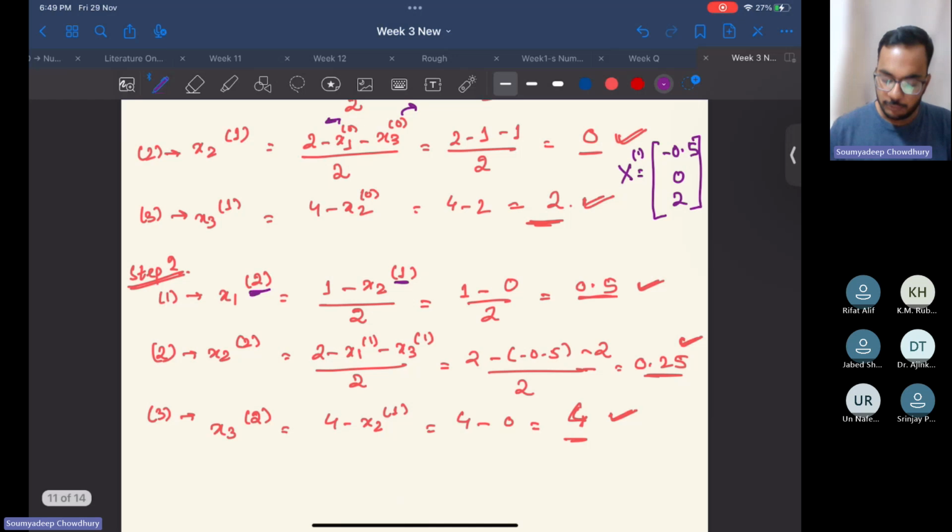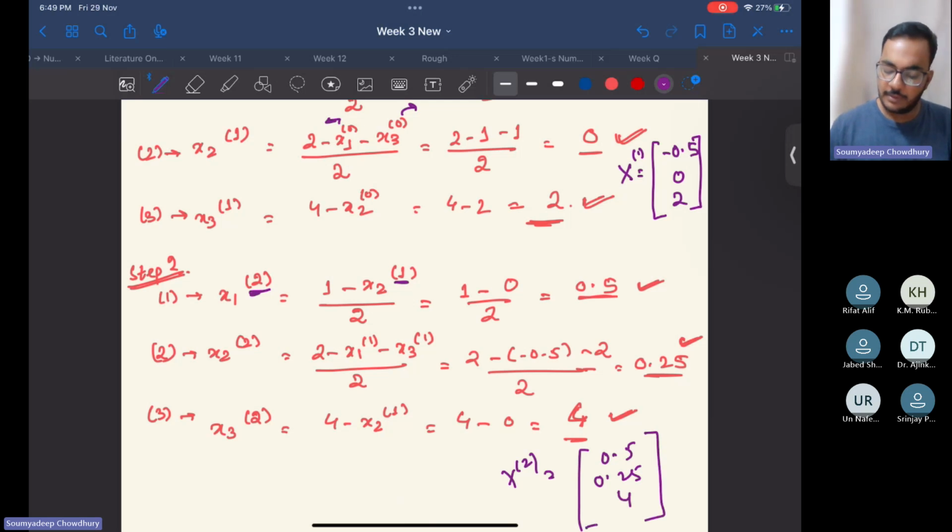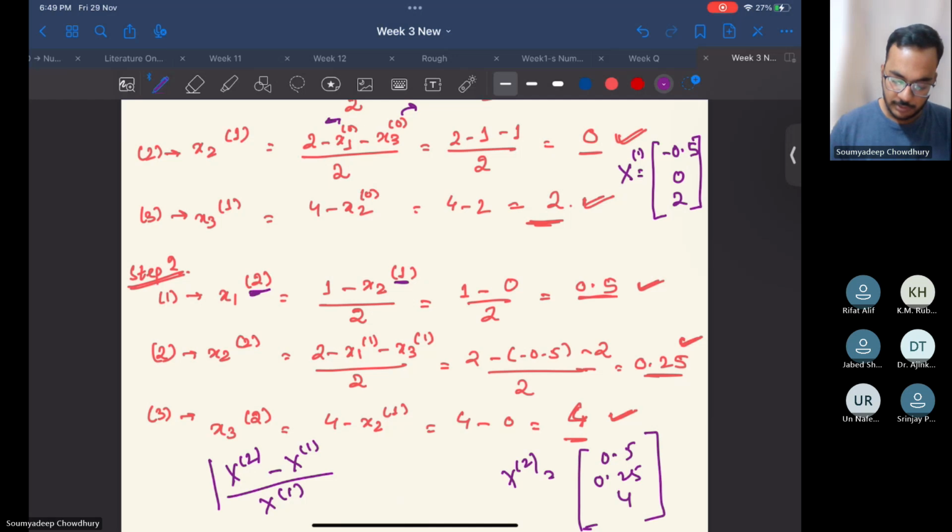Similarly, after step 2, we obtain x of 2 as 0.5, 0.25 and 4. Once we are done with this, again we have to check the mod of x of 2 minus x of 1 by x of 1. This will give you the error at every step. If it is below the tolerance limit, then we'll continue. Otherwise, we'll stop our iteration here.